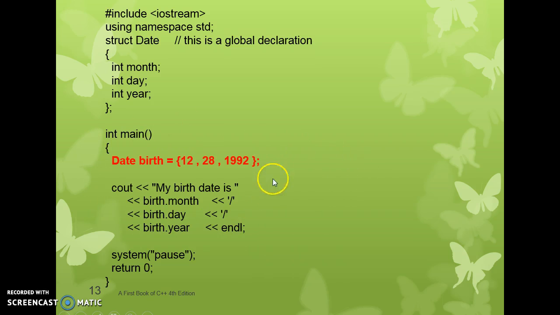Therefore, this one is basically replacing the 4 statements previously, right? You can see that it initializes or populates its values by putting them in like an array. Therefore, the 12 will belong to the month, 28 will belong to the day, and 1992 belongs to the year. When you run the program, the output will be exactly the same as the previous cout.